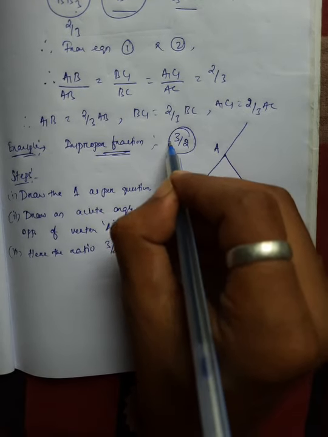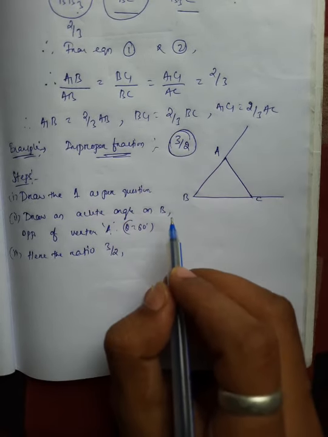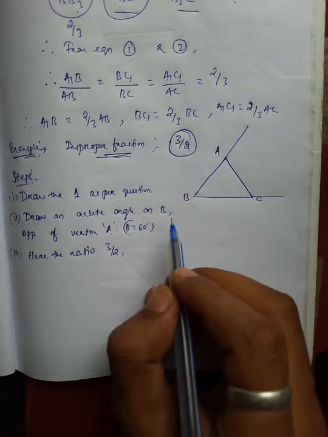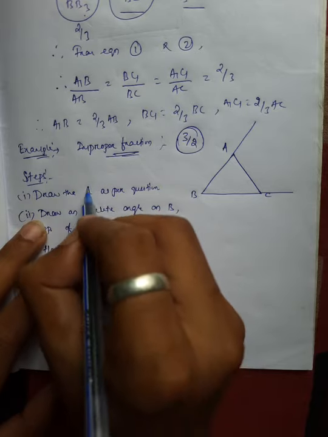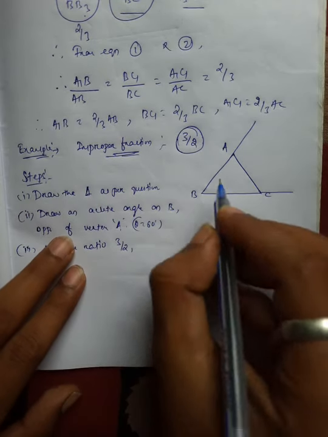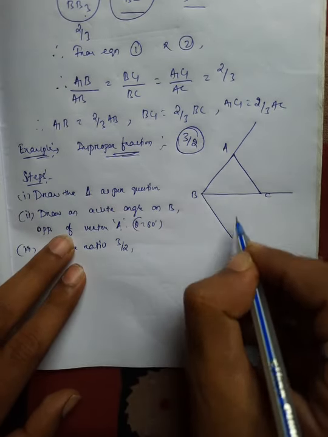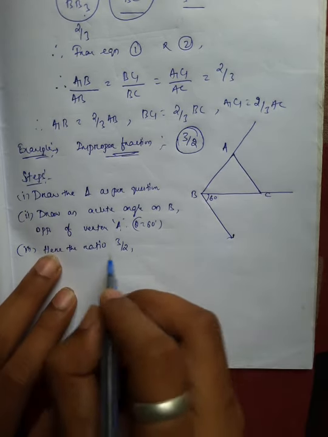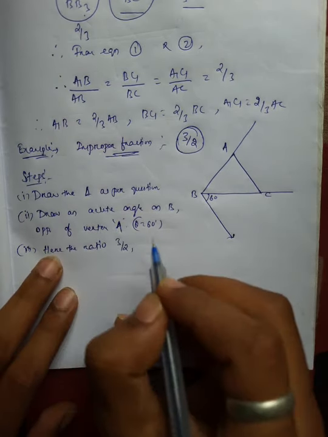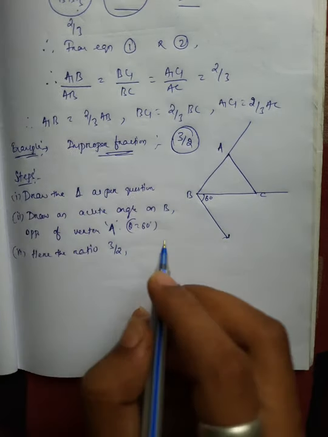Now we will learn how the 3 by 2 ratio is constructed. So the same steps again: draw the triangle as per the question. Draw an acute angle on B, opposite of A. That is 60 degrees, opposite of vertex A. Here the ratio is 3 by 2.